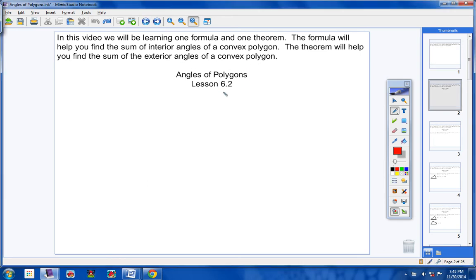Now, your heading today is angles of polygons. So go ahead and copy that down, please. Angles of polygons. The lesson number is 6.2. And be sure and include today's date. Okay? Angles of polygons. Lesson 6.2. And be sure and include today's date.